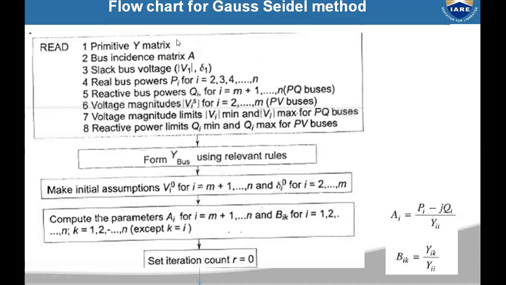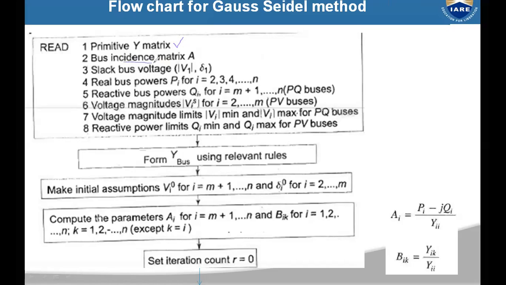The given data are the primitive Y matrix. Okay. So from this primitive Y matrix, what will you get? The primitive Y matrix will give you the values for your transmission lines. So this is a matrix which has the values of your transmission lines as its diagonal elements. If there is mutual impedance, it will be represented with off-diagonal elements, right?